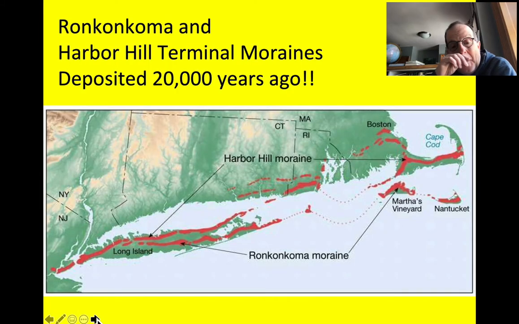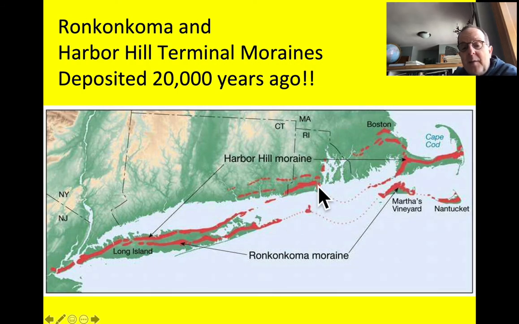Unsorted sediment. Ronkonkoma and Harbor Hill terminal moraines are found on Long Island, Staten Island, and they extend through the bottom of the ocean and pick up again Martha's Vineyard and Nantucket. These are all glacial deposits. Long Island is one big glacial deposit. The South Shore, more of an area where sediment from the moraine washed out. And if you could lower sea level, you would see lots of sediment that had been washed out from the glacier.